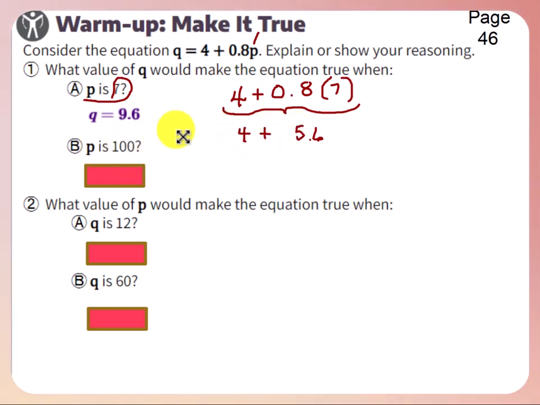Now substitute in 100 for P. 100 times 8/10, and then add that to 4. Show your work in your workbook. I'm not showing all the work completely. All right, you should have gotten 84. Again, 0.8 times 100 is 80, and then 80 plus 4 is 84.